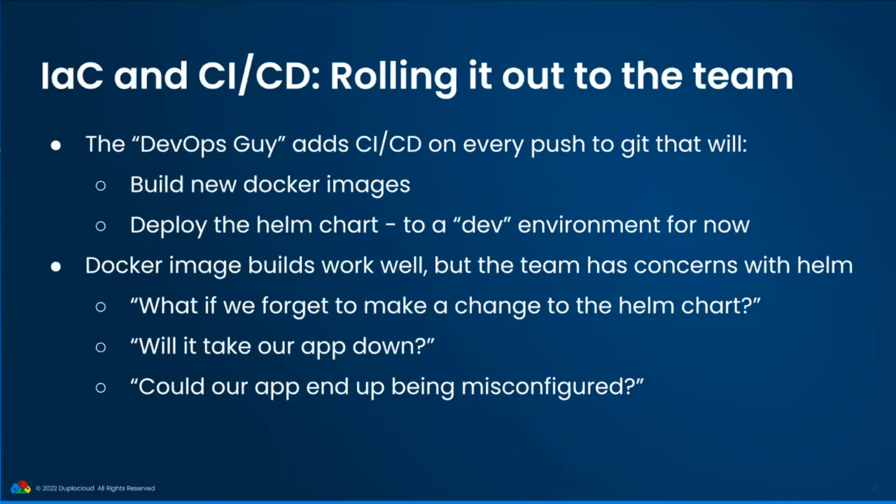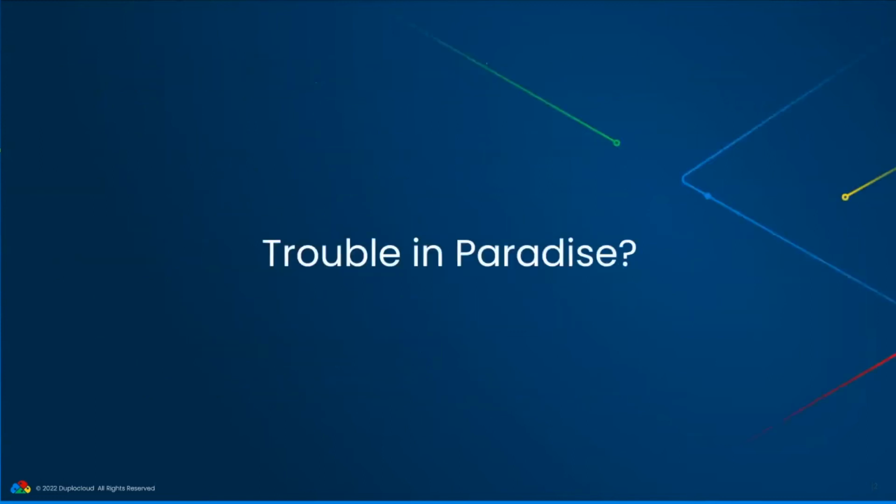They say, well, wait, what if we forget to make a change to this Helm chart? What if our app needs a change? What if, for example, there's a new environment variable we need, or some new volume mounts, or there are ports and paths that need to change? What happens? Will it take our app down? Or could our app even end up being misconfigured and start performing incorrectly at runtime because of those changes that were made? Next slide.